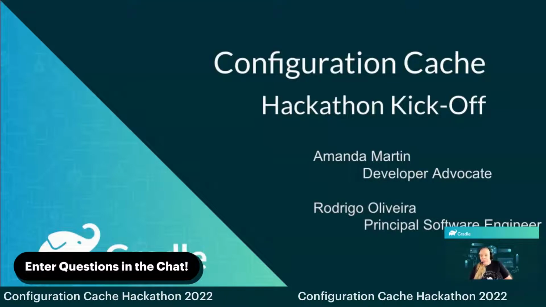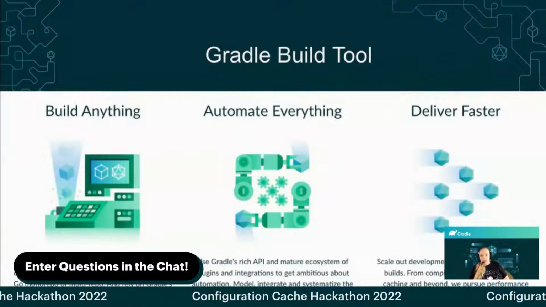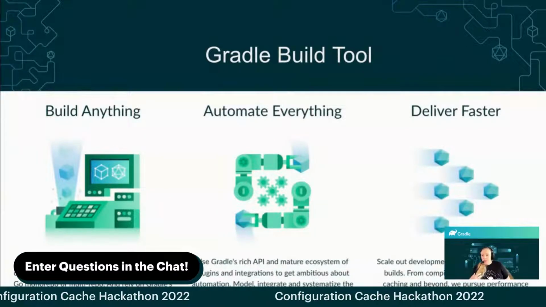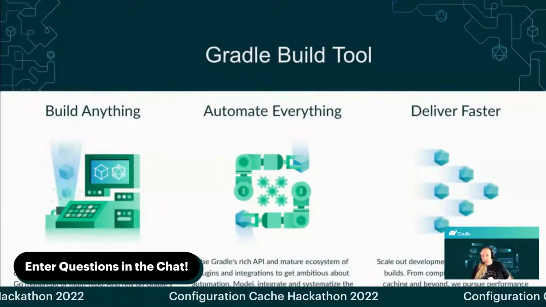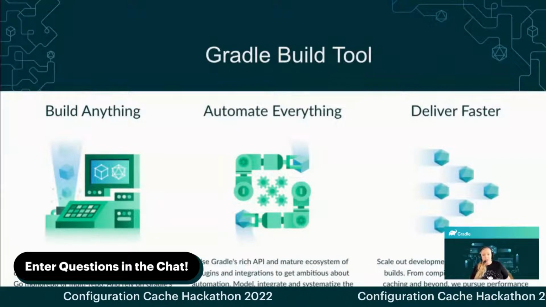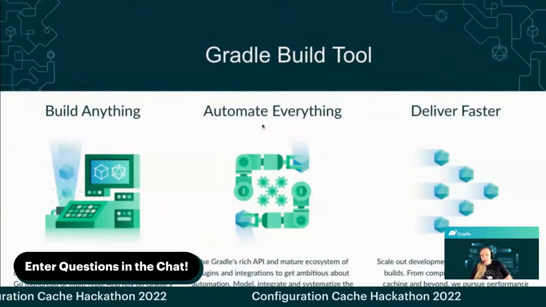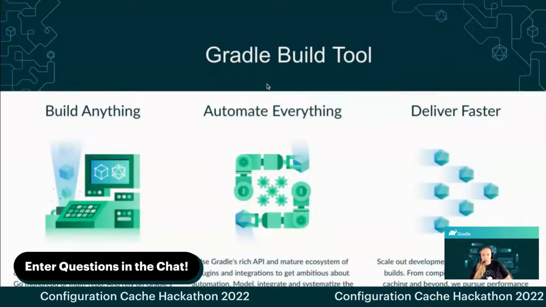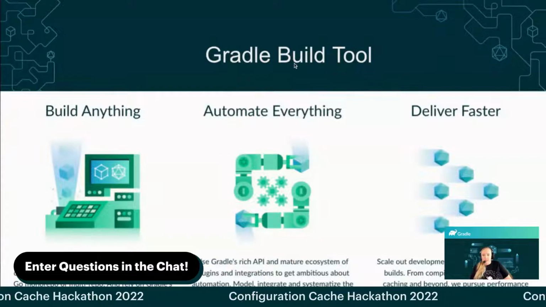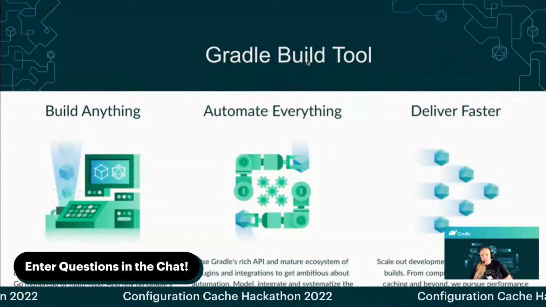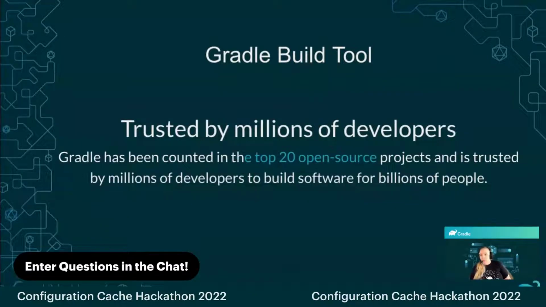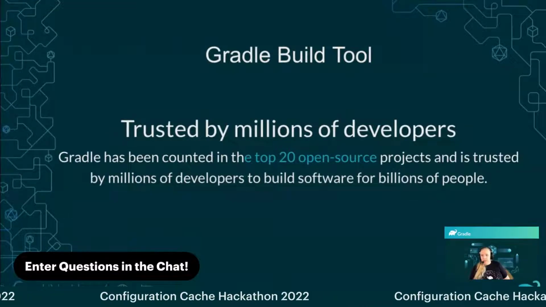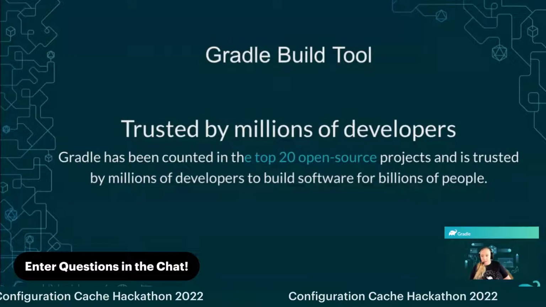So first off, some of you might not know what the Gradle Build Tool is. Our goal is to enable you to build anything, automate everything, and deliver your product faster. One of the things we've done is the configuration cache, which is going to speed up the configuration stage of your build. We are trusted by millions of developers, and TechCrunch has said we are a top 20 open source project.